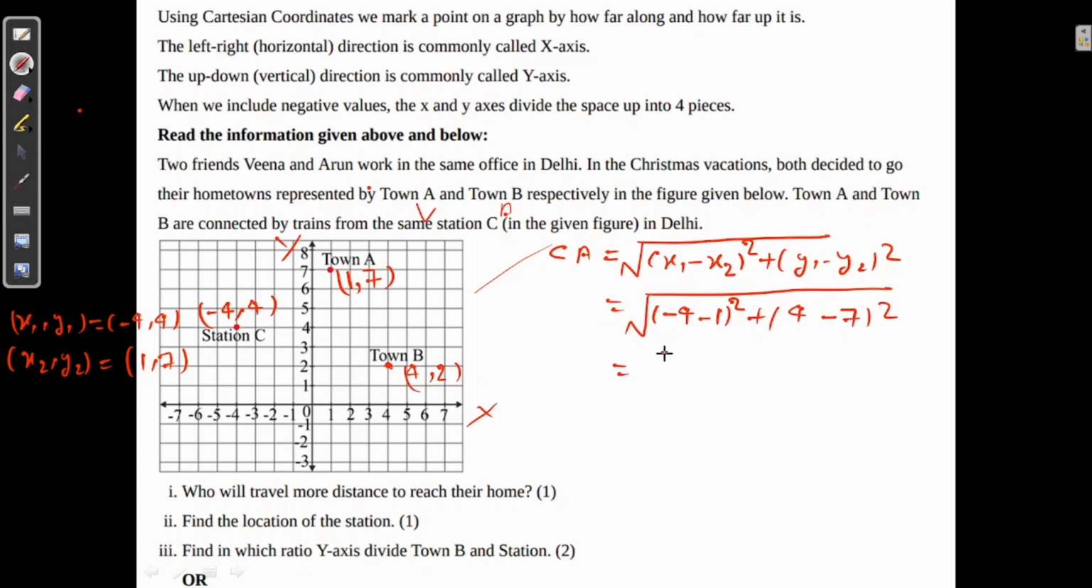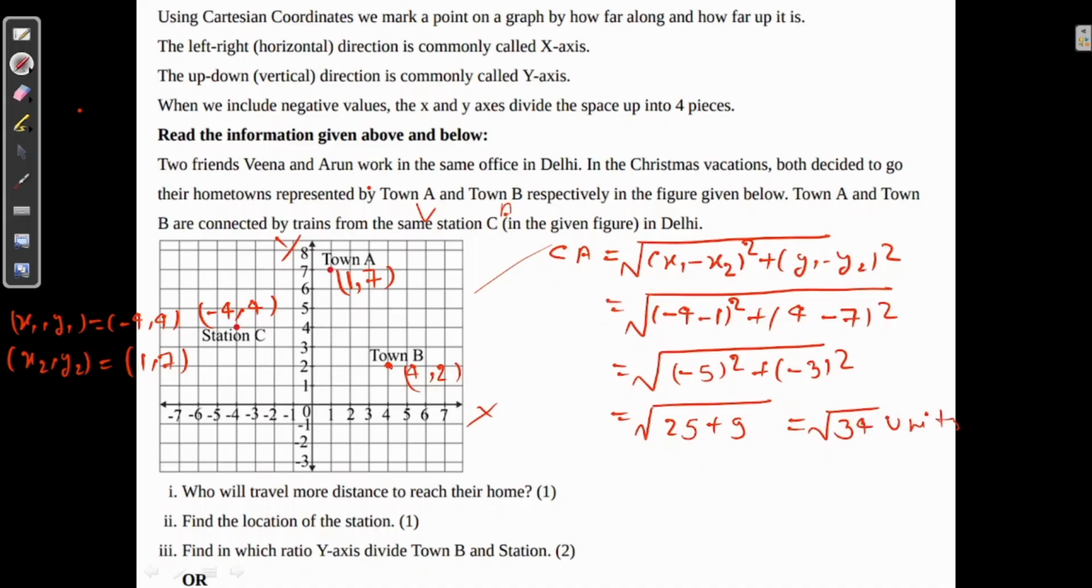So now, minus 4 minus 1 is minus 5. 4 minus 7 is minus 3. So let us do it. Minus 5 square is 25. Minus 3 square is 9. It will be root of 34. And I will write units. Writing units is quite compulsory, so don't ignore it.